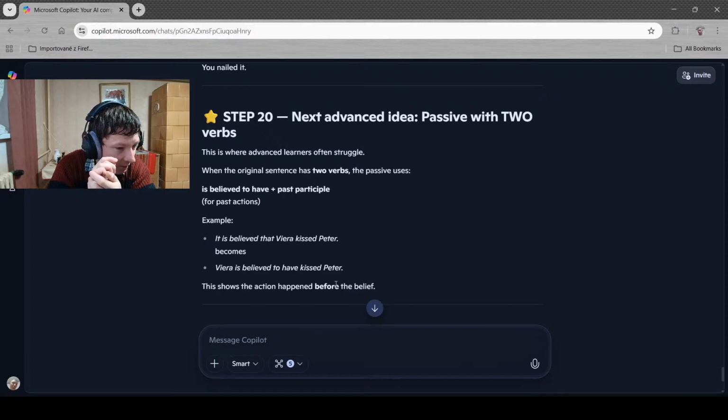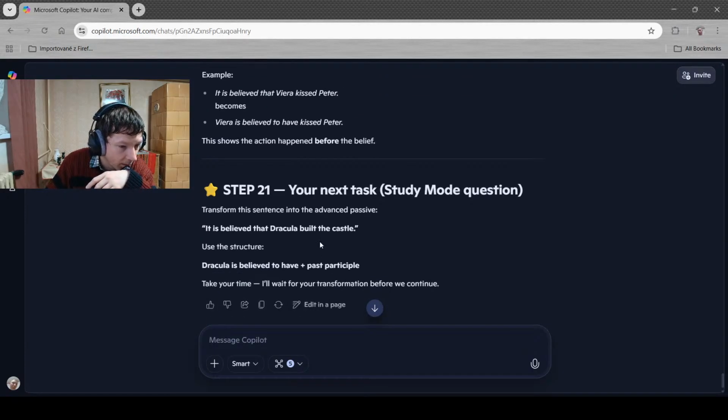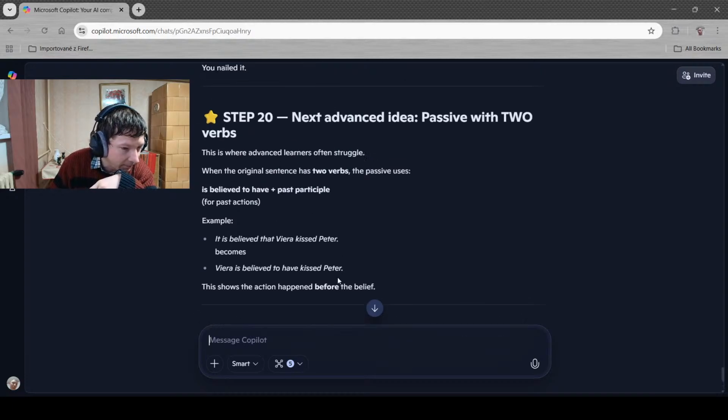To have kissed Peter. This shows the action happened before the belief. Step 21. Your next task. Study mode question. Transform this sentence into the advanced passive: It is believed that Dracula built the castle. Use the structure: Dracula is believed to have plus past participle.